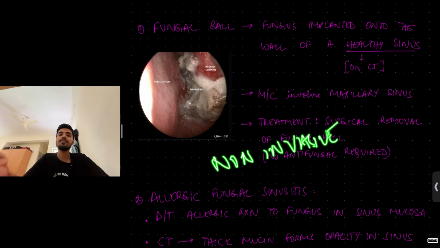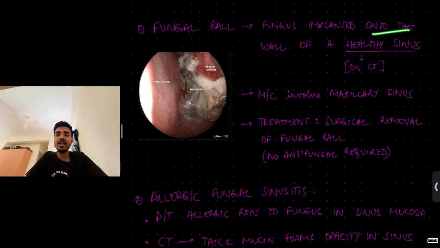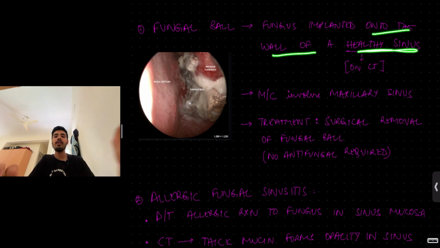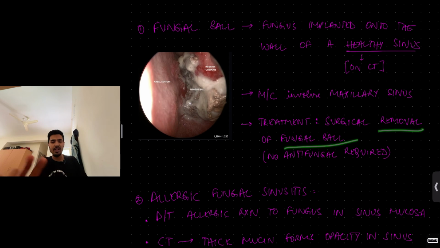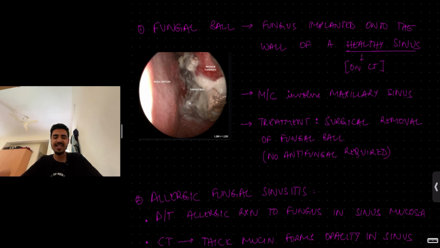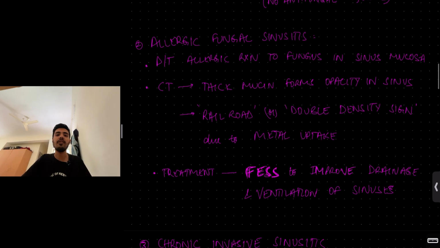It is just fungus that has been implanted onto the wall of a healthy sinus. When we take a CT scan, the sinus appears completely healthy. You just have a mass of fungus implanted onto the wall, either on the sinus or it can even be on the nasal wall. Most commonly involves the maxillary sinus. What is the treatment? Surgically remove the fungal ball. You don't need any antifungal therapy, nothing. Just remove the fungal ball, done. Fungal ball is basically a ball of fungus on the sinus. That's all.